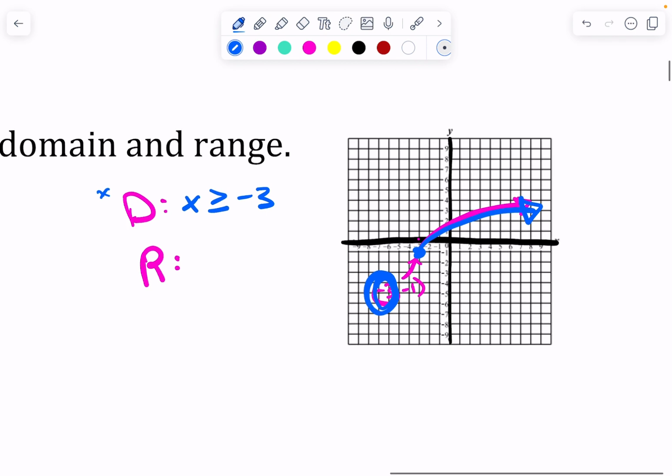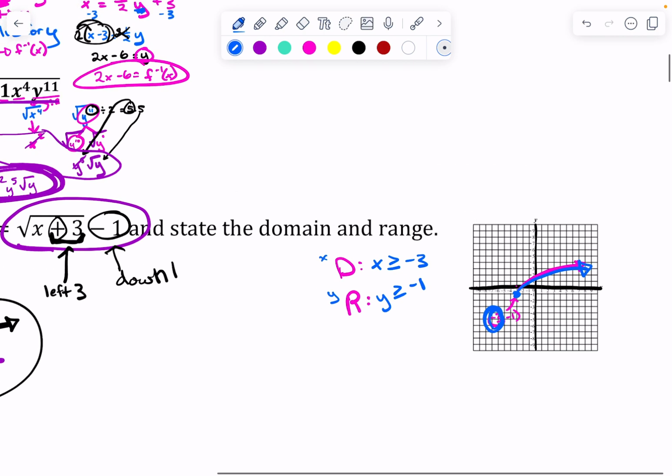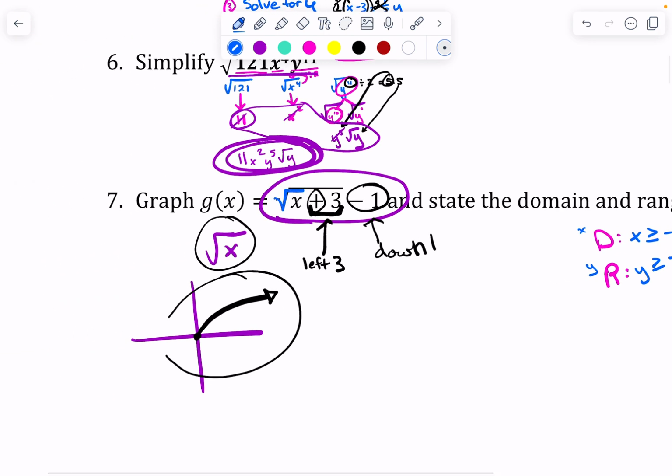Then for range, those are my values of y. He is going up forever. As he goes out, he will continue to go up. But he's not going down, and he's not going any lower than that point. And that lowest point is -1. So the y's are all greater than or equal to -1, and that's your domain and range. So graph, state domain, and range. There he is. That is for a square root function.